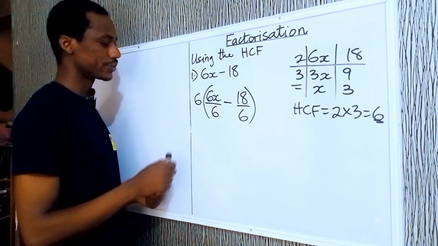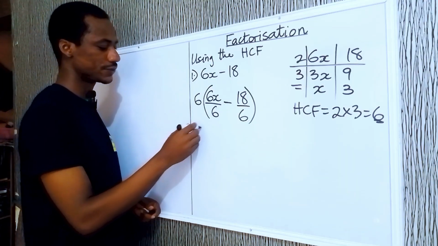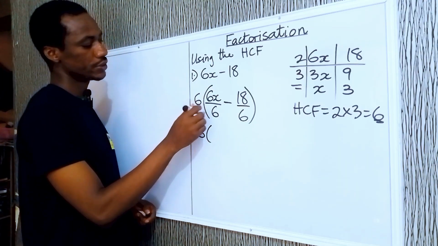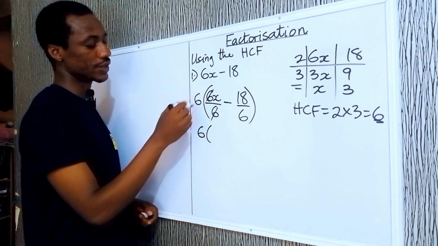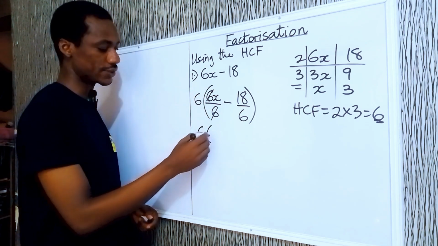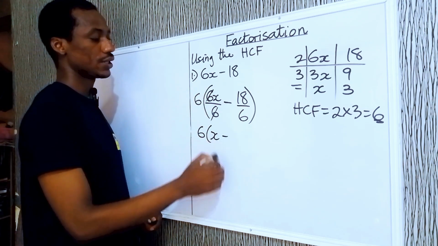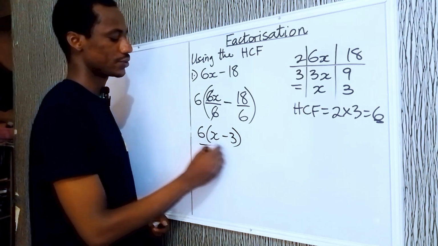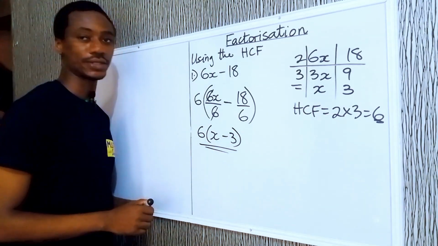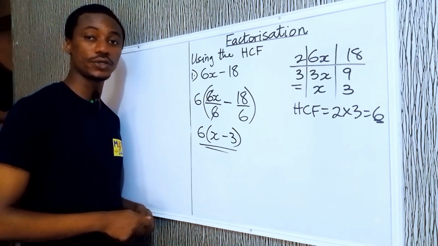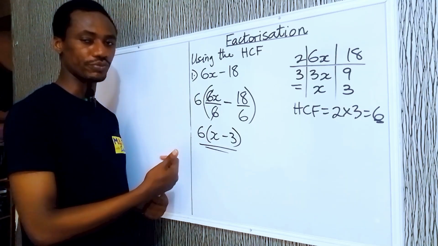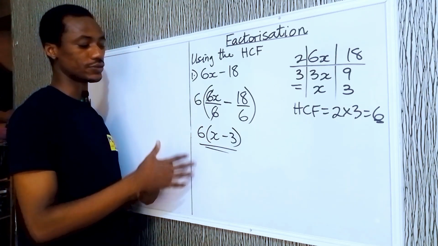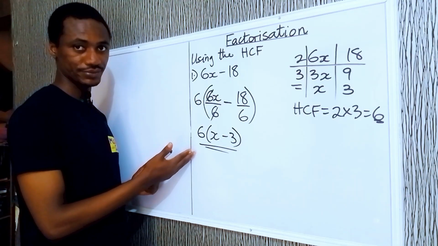And I'll show you a trick after now. Let's divide. 6 divided by 6, right? That's 1. So we are left with 1x, all right? And then 18 divided by 6 is 3. And that's the answer. So we have fully factorized this because we have brought out the highest common factor from the expression, which is 6.